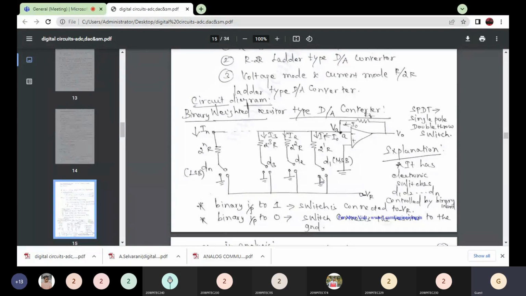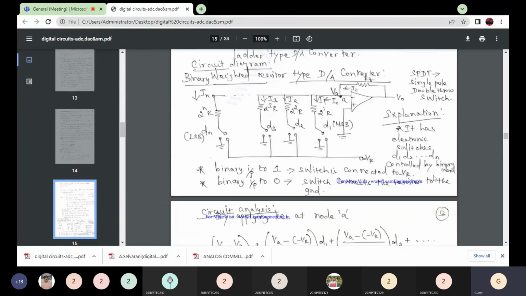What is the binary word? In general we represent binary inputs as zeros and ones. If it is 0, the switch is connected to ground. If it is 1, it is connected to the reference voltage, minus VR. Now we are going to analyze the output voltage of this circuit for a binary weighted input. What is the non-inverting terminal voltage? The non-inverting terminal is connected to ground.